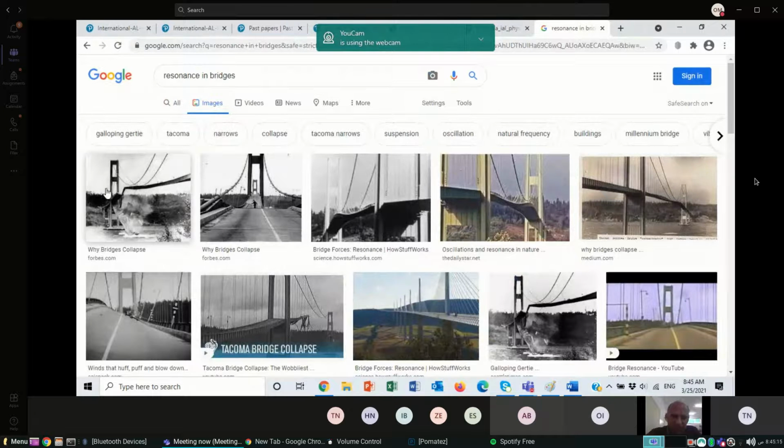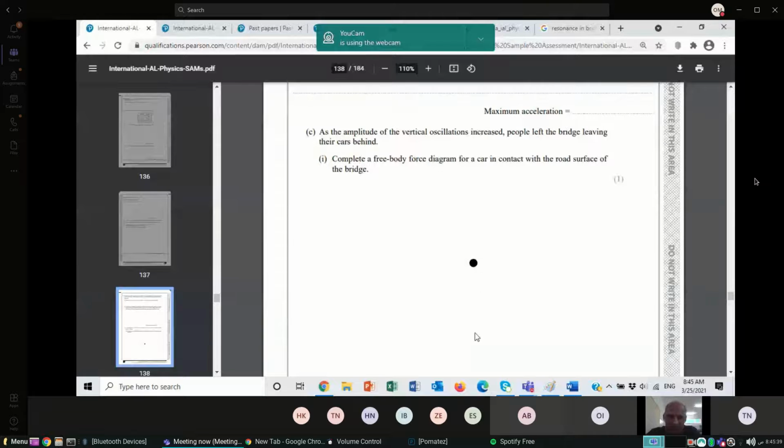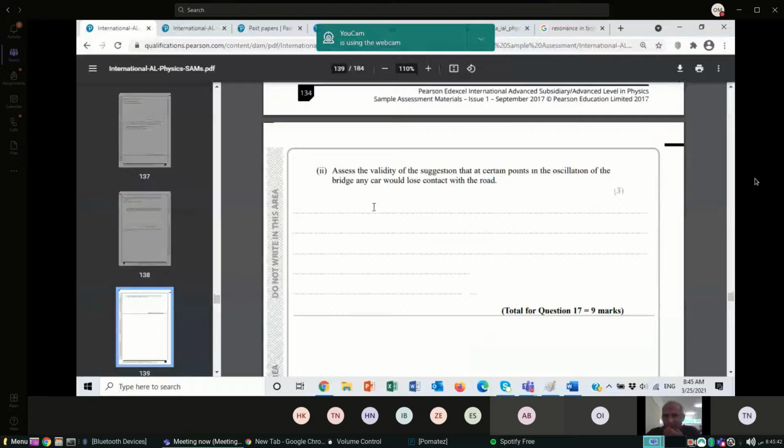So the people have left their cars behind. This is the car. Yes, sir. And this is the mad professor. Okay, so what would be the free body force diagram? Obviously the contact force acting upward and the weight acting downward. So this would be the free body force diagram. Assess the validity of the suggestion that at certain points in the oscillation of the bridge, any car would lose contact with the road. Okay.